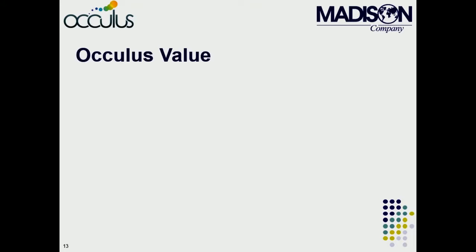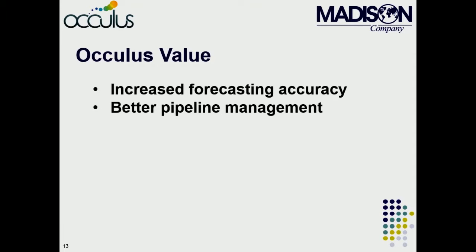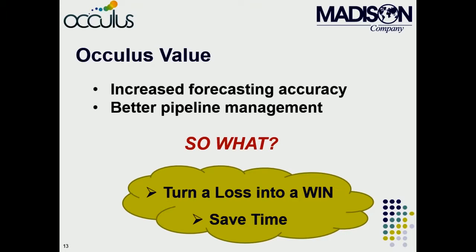So, the Oculus value at the end of the day: increased forecasting accuracy, better pipeline management. But you're probably sitting back and saying, okay, but isn't that what every sales forecasting software will say? So what? And I agree with you, so what? But if you can minimize that 30% loss to, let's say, a 20% loss, turn it into a win, and at the same time save time because the sales forecast mechanism itself is automated, you're turning the loss into a win primarily because you really have specific insight into what's going on. It's not a guess, it's not a feel.